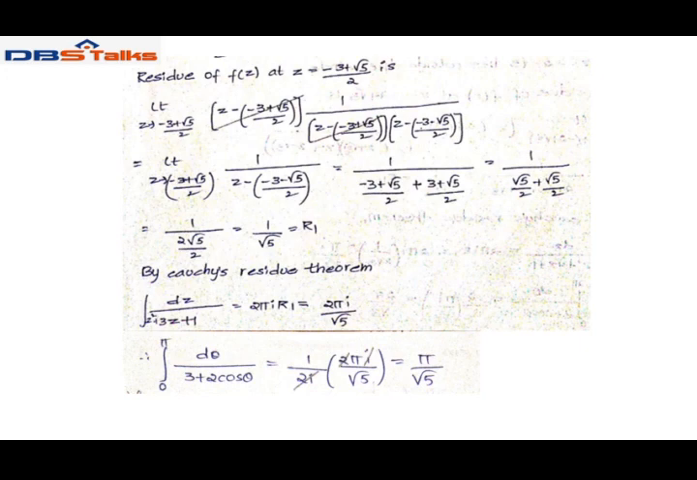Next pole is outside of the circle, so R2 is 0. Using Cauchy's residue theorem, integral dz by z square plus 3z plus 1 equal to 2 pi i into R1 plus R2. Here R2 is 0, R1 is 1 by root 5, that equal to 2 pi i by root 5. Therefore substitute this value in equation 1, integral 0 to pi d theta by 3 plus 2 cos theta equal to 1 by 2i into 2 pi i by root 5, that equal to pi by root 5.